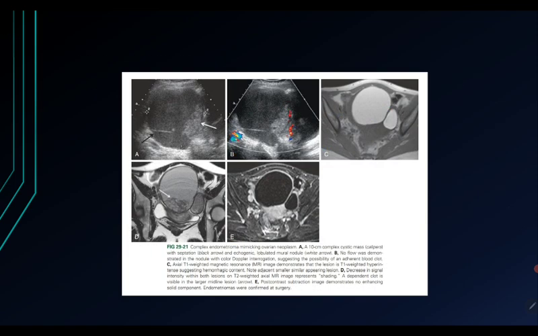Then complex endometrioma mimicking ovarian neoplasm: a 10 centimeter ovarian cystic mass with septations. You can see the septations. The black arrow is the septations and the white arrow is the echogenic lobulated mural nodule. No flow was demonstrated in the nodule.